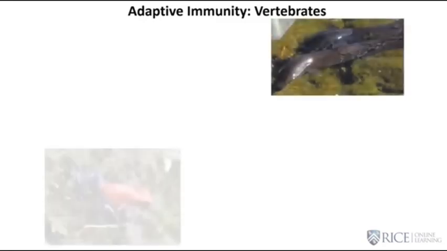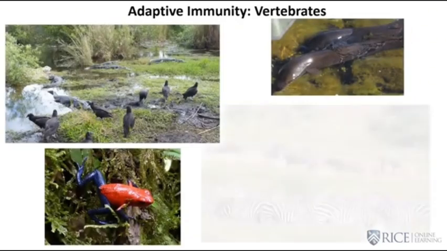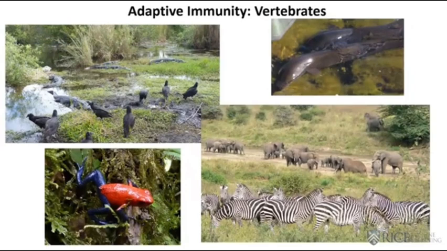Now, in addition to innate immunity, vertebrates have adaptive immunity. That is an additional form of immunity that involves changes to the DNA and the production of antibodies and specialized cells. So this group includes the fish, the amphibians, the birds, the reptiles, the mammals, including humans.